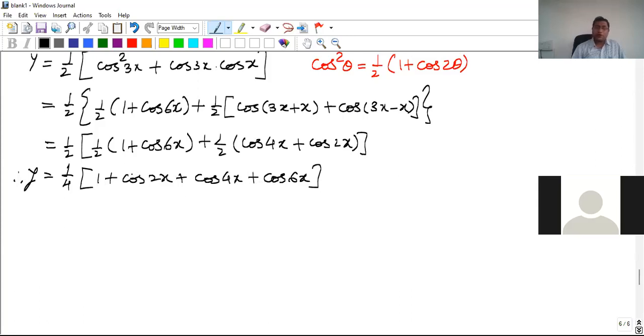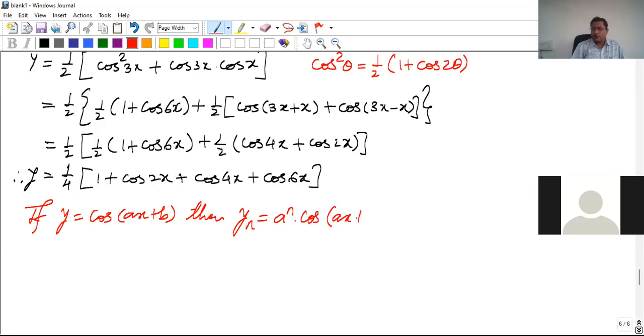Okay. So what we can do is we can find the nth derivative of this, nth derivative of this, and nth derivative of this. So what we know, if y is equal to cos of ax plus b, then yn is equal to a raised to n cos of ax plus b plus n pi by 2. Is this formula correct? Yes, sir. Okay. So we can use this formula.